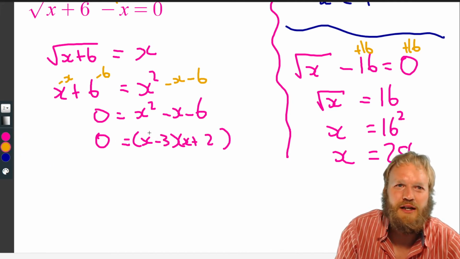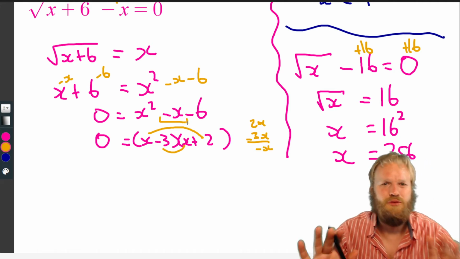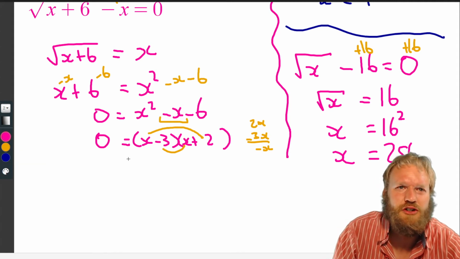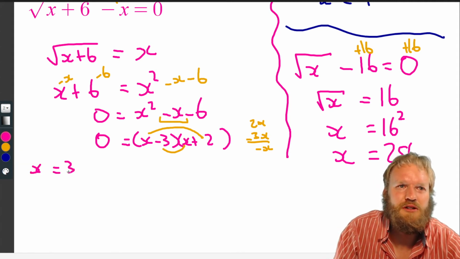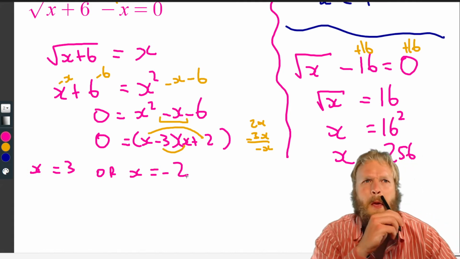Let's just check it quickly. x times 2, that's 2x. Minus 3 times x, minus 3x. Add those together, you get minus x, which is what we had. Cool. It's nice to double check ourselves. So we've got our two solutions: x equals 3 or x equals negative 2.